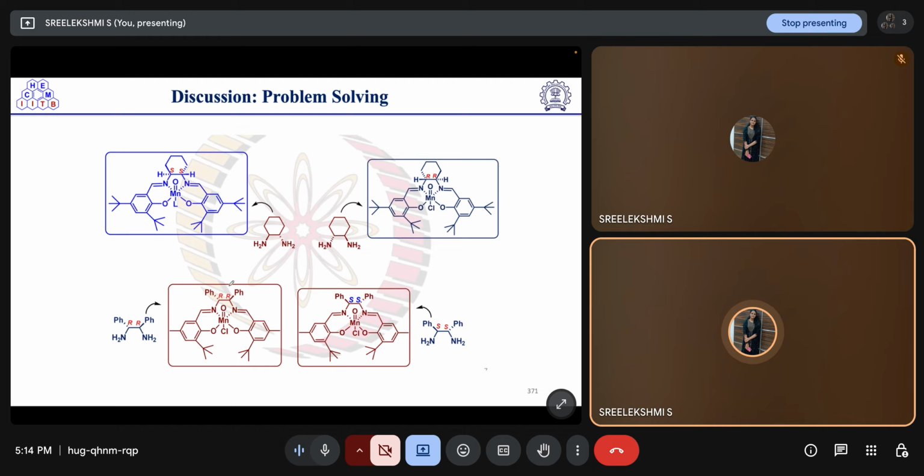So here, depending on which diamine we are using, we can get either the SS isomer or the RR isomer. The SS isomer will give one particular epoxide, and the RR isomer will give another particular epoxide. So from this particular RR intermediate, we are getting this catalyst, and from this compound, we are getting this particular catalyst.